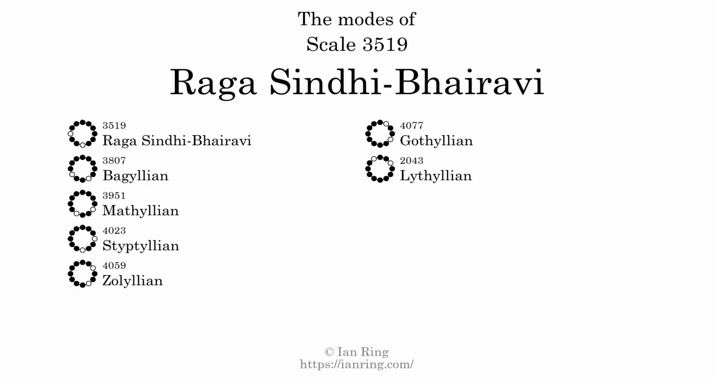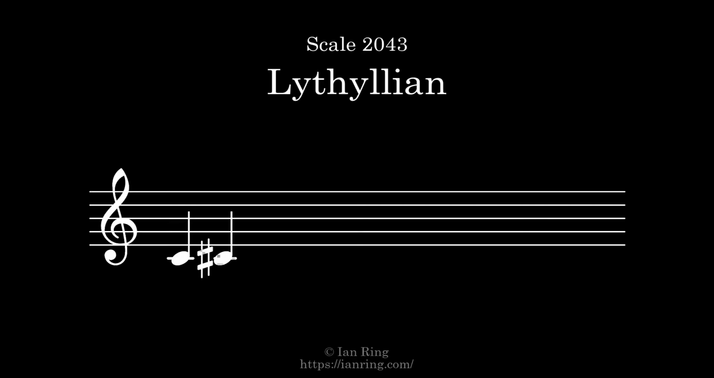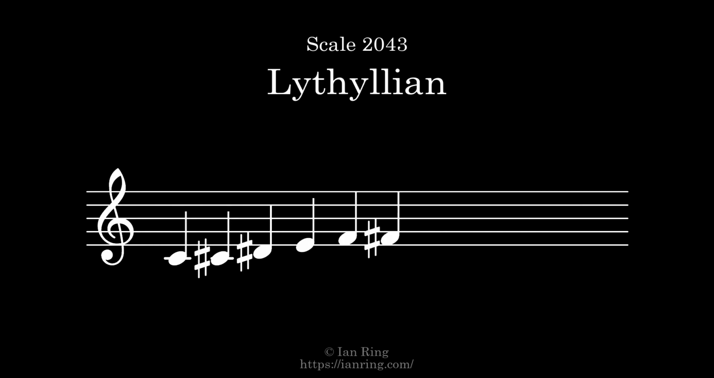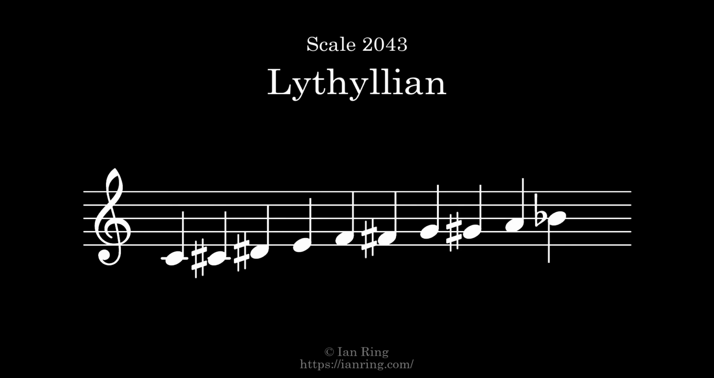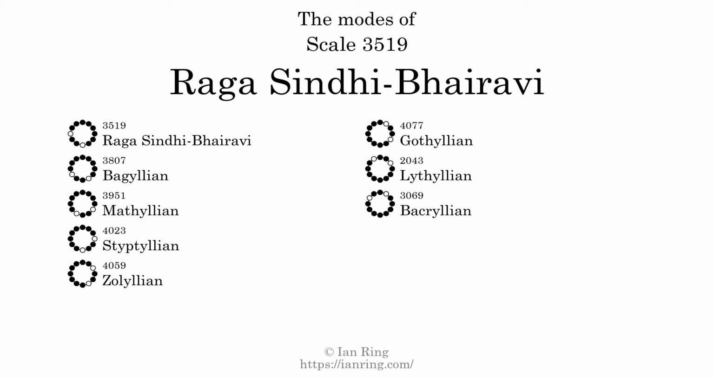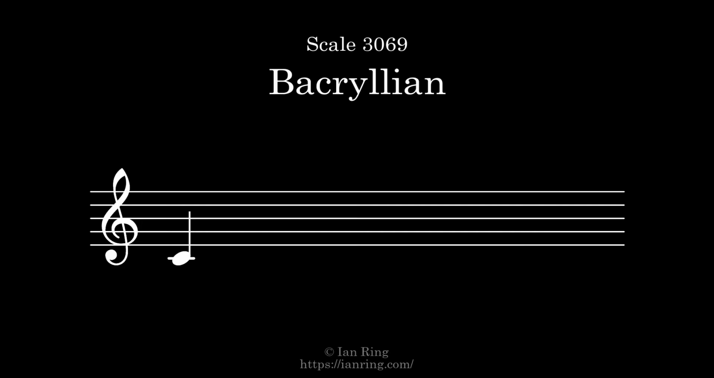The seventh mode is scale 2043, also known as lathillion. It sounds like this. The eighth mode is scale 3069, also known as bacrillion. It sounds like this.